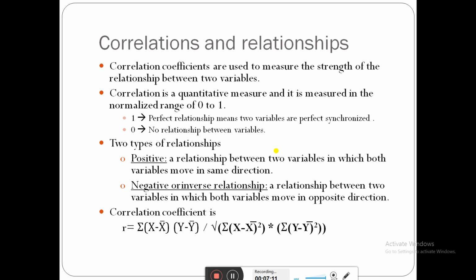Here, the correlation coefficient is measured with R. R is equal to the summation of x minus x bar into y minus y bar, divided by the square root of the summation of x minus x bar square into the summation of y minus y bar square. Using this, we measure the correlation coefficient. Here, what is x bar? X bar is the mean of x. Y bar is the mean of y. And x and y are the two variables on which we are finding the correlation coefficient.